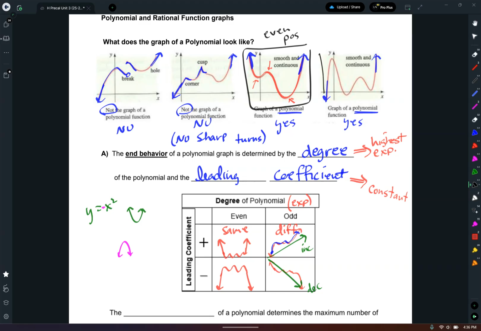Whereas this next example, since the ends are going in opposite directions, I know it's an odd degree. And since the overall direction from left to right is going up, I know it was a positive leading coefficient on that odd degree.